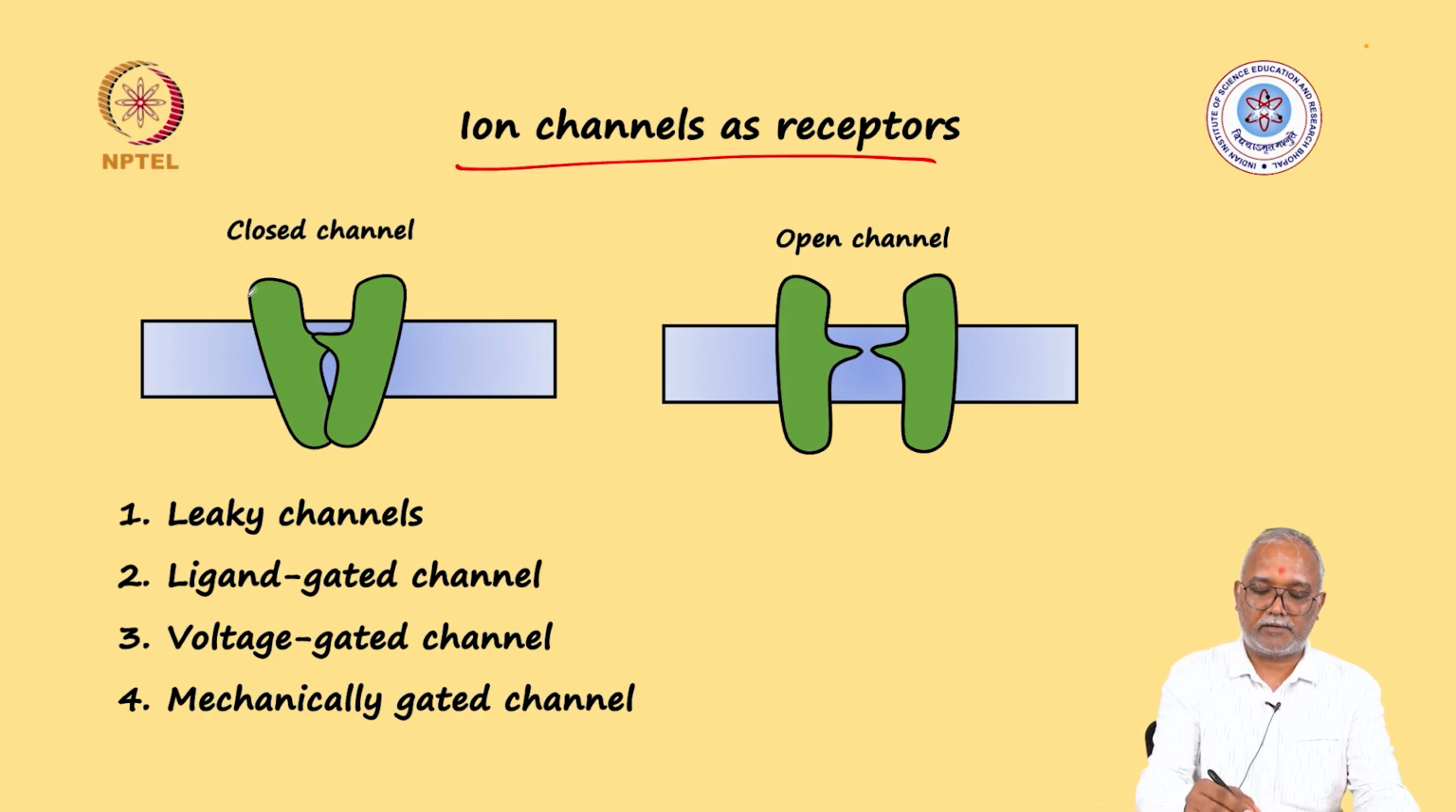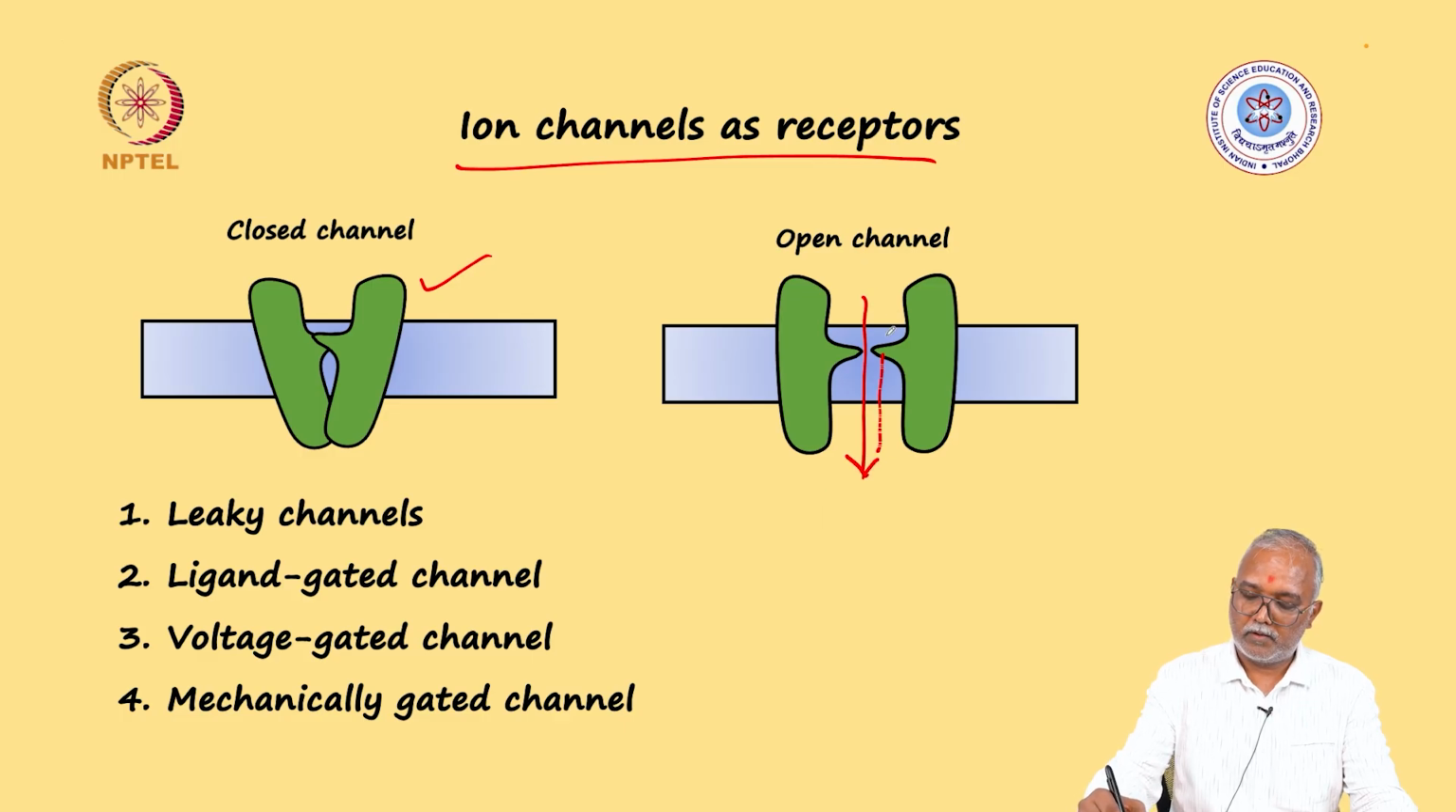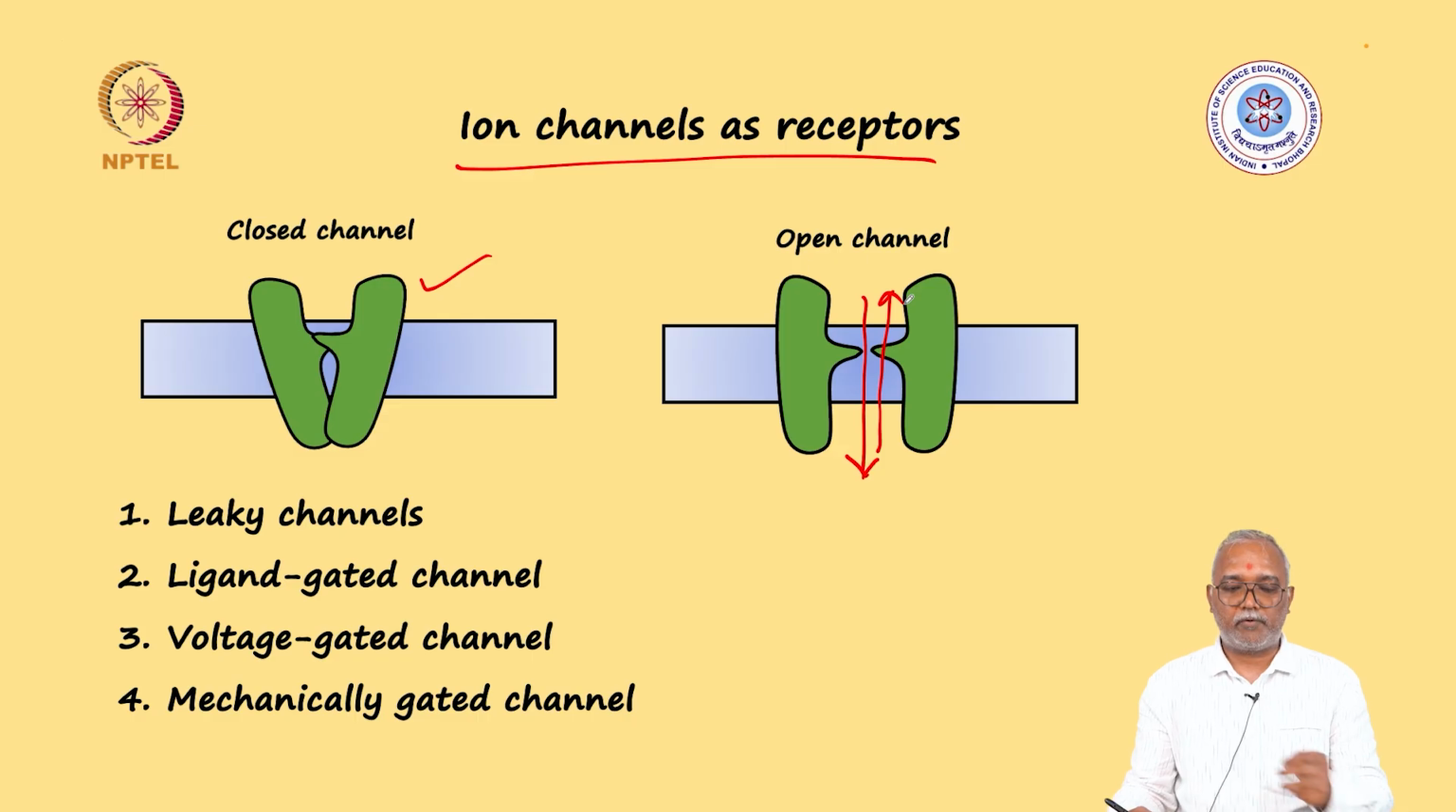As I told you, a receptor could exist in the closed form, which is not allowing any movement of the ions, or it can exist in the open form where it will allow the passage of the molecule. Some channels could be very specific to which ions they allow to pass through. Some channels will be non-specific. Some channels are very tightly regulated as to when they open, and some channels are intermittently closing and opening, so they are kind of leaky channels.